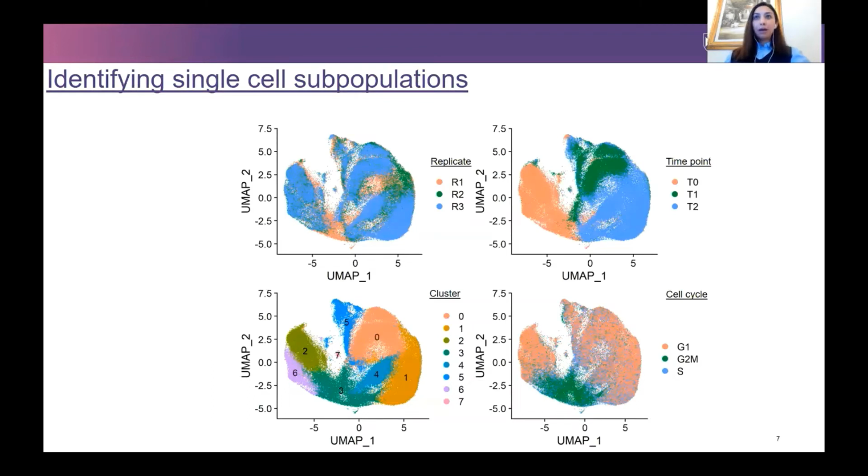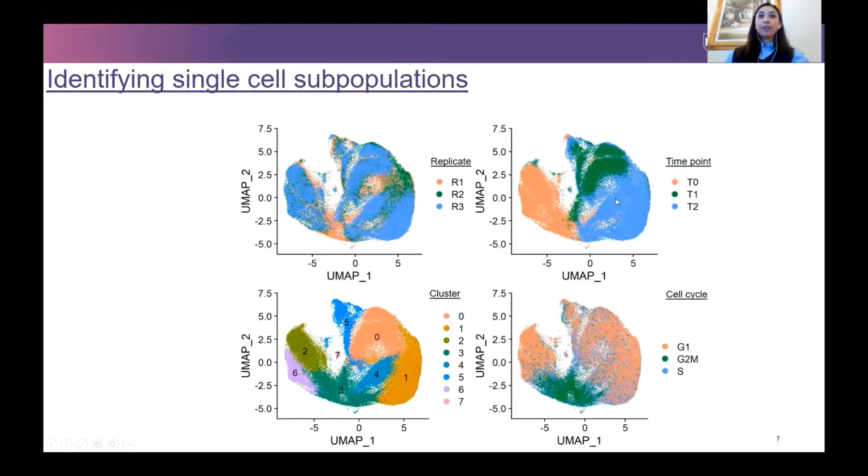So this is the UMAP of all the cells, and they are color-coded based on replicate, time point, cell cycle phase, and cluster. So you can see that we have actually gotten rid of the batch effect. There was actually a huge batch effect in one of the replicates. So we used the Seurat integration pipeline to get rid of that batch effect.